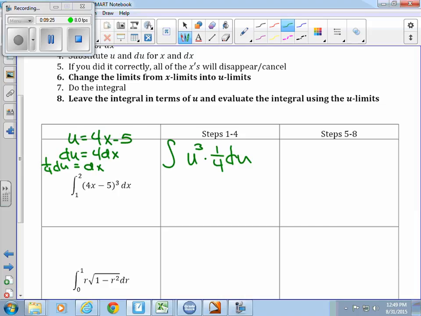So if I plug in 1, 4 times 1 is 4, minus 5 is negative 1. Everyone see where I'm getting that? And then if I plug in the 2, I get 8 minus 5, which is 3. The beauty of doing that is I never have to go back to that original equation. This is a completely equivalent integral. I can work with this definite integral and never go back to x's. It gives me the exact same thing as I would get if I did go back to x's. Does this make sense? So let's walk through it and I'll show you why it works.